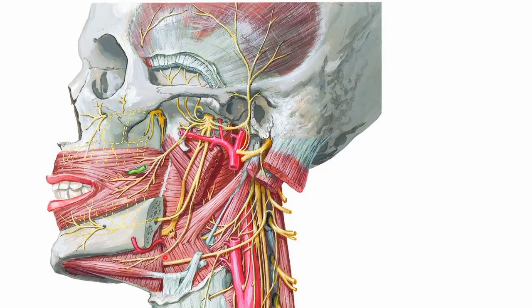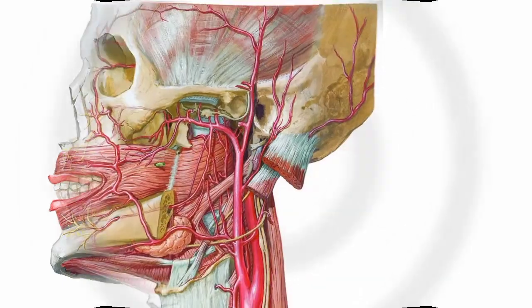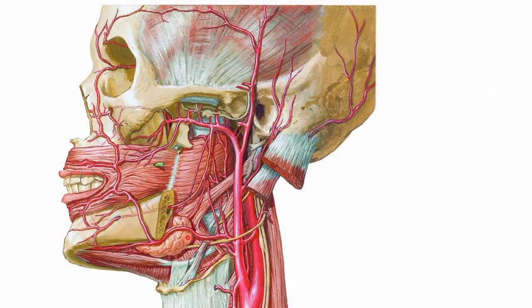And in this picture we can identify the nerve to the mylohyoid. This is the nerve to the mylohyoid. In this picture we can identify the superficial part of the submandibular salivary gland. And here you can identify the mylohyoid vessels, which are present running superficial to the mylohyoid.